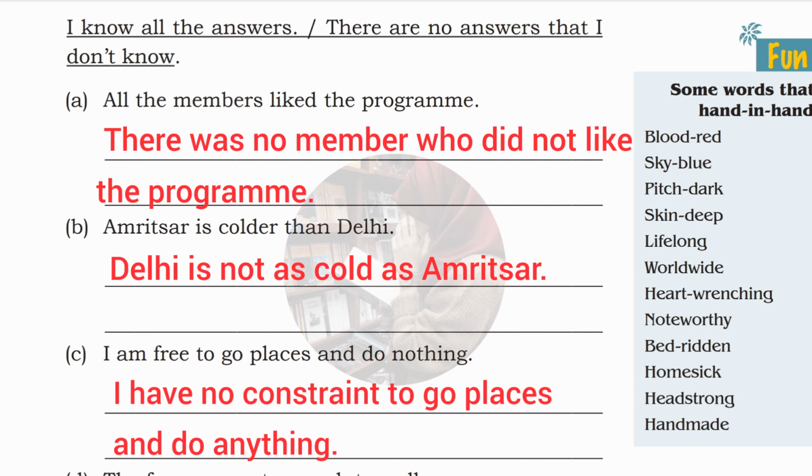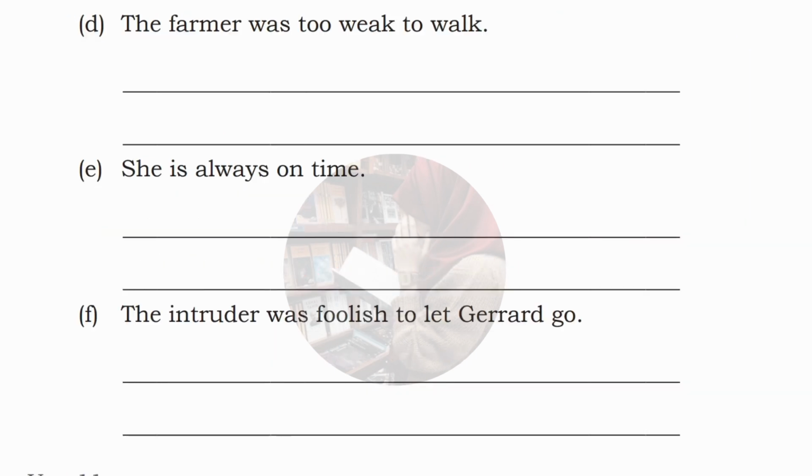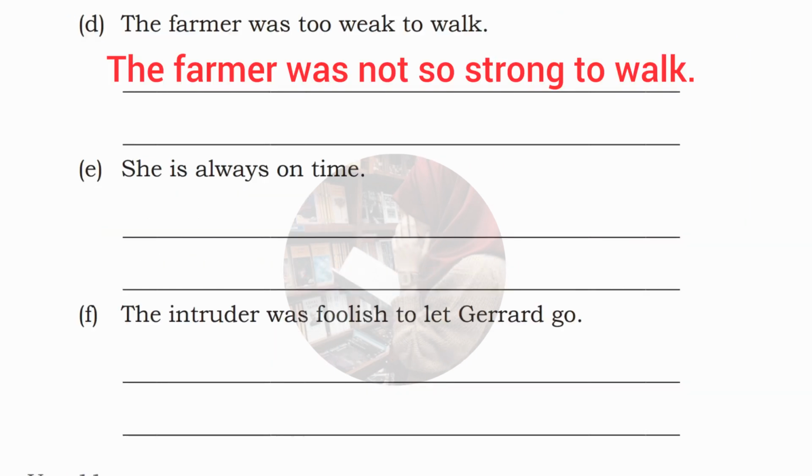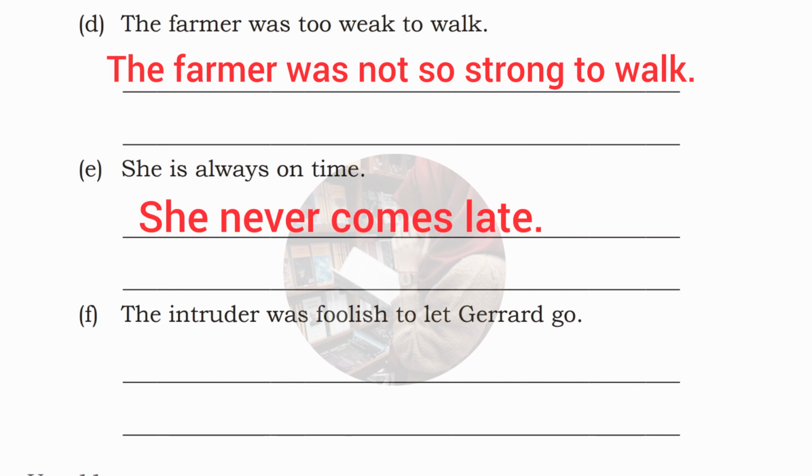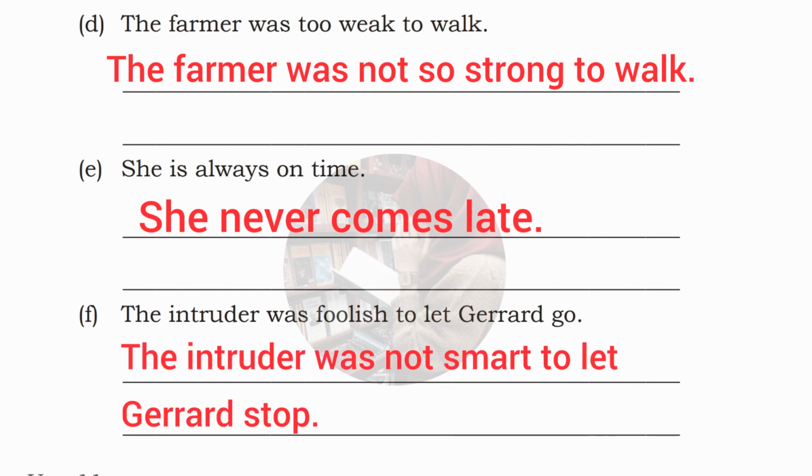Have you understood how we have to change the positive to negative? Let's see the next sentence. The question is, the farmer was too weak to walk. Answer, the farmer was not so strong to walk. Fifth one, she is always on time. Answer, she never comes late. Sixth one, the intruder was foolish to let Gerard go. Answer, the intruder was not so smart to let Gerard stop. So these are the answers for these questions.